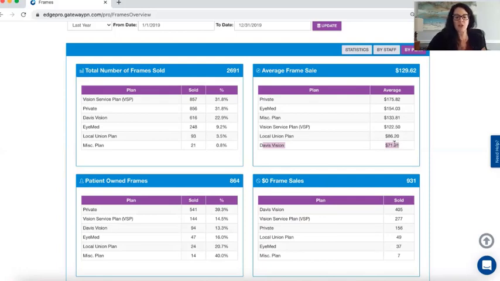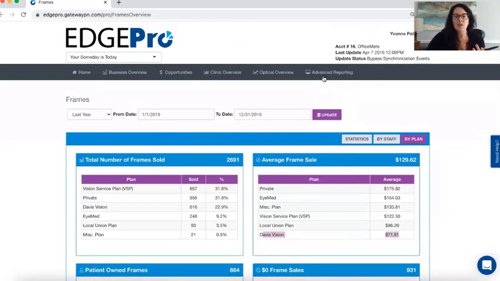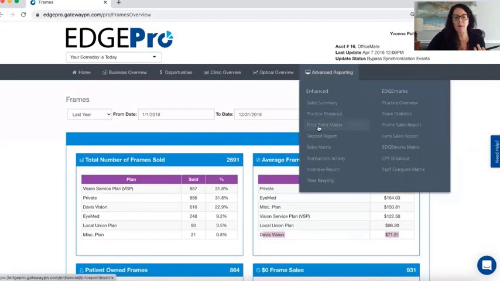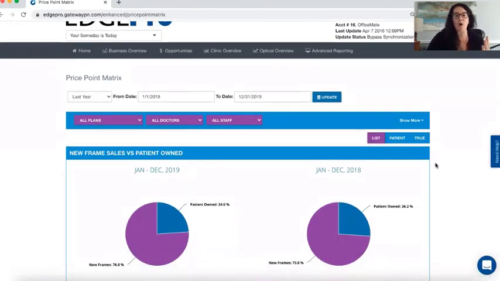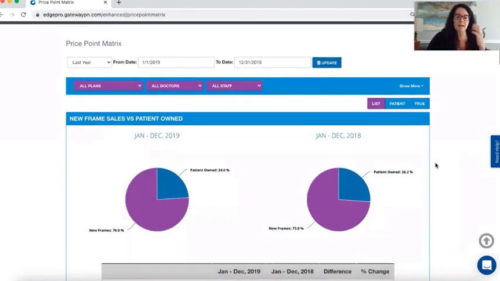The next place that I want to go is to take a look at some trends over time, really year over year. And I can't see that on this particular page. So where I'd like to go is Price Point Matrix. What I love about this page is that I can get a lot of information in totality for all frames sold by managed care as well as private pay, and I can also drill down by a specific plan. So we know that our average frame sale was down by about 94 cents.